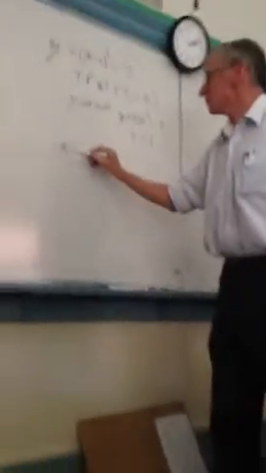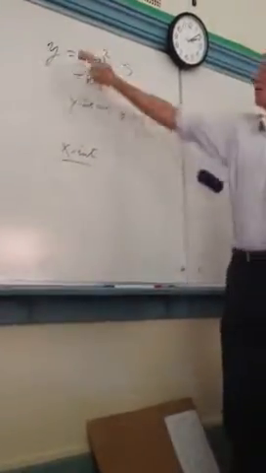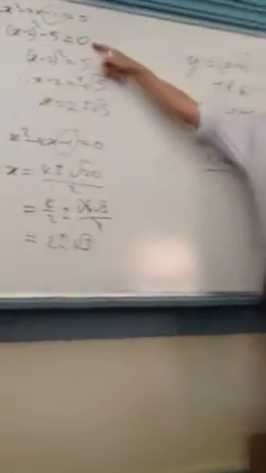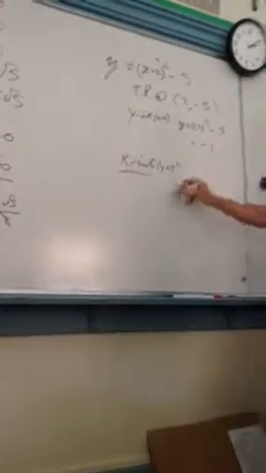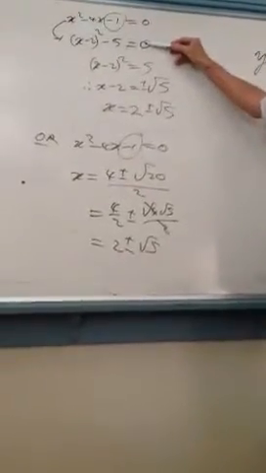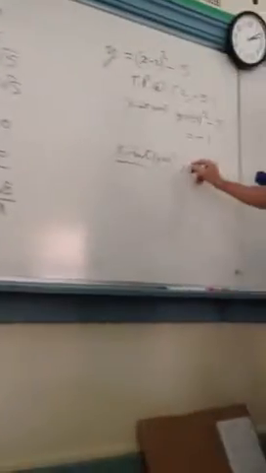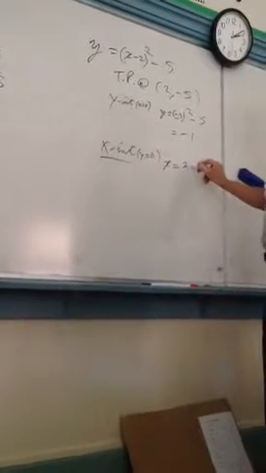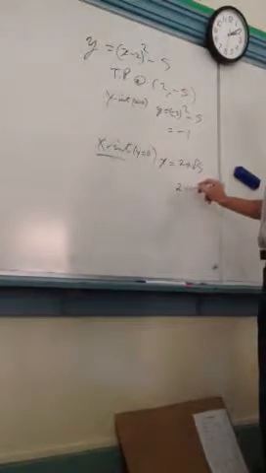And the x-intercepts, that's solving that, isn't it? Y equals 0. The x-intercept, y is 0. And so if y is 0, we've got that, which is that. So it's x equals 2 plus root 5 and 2 minus root 5.